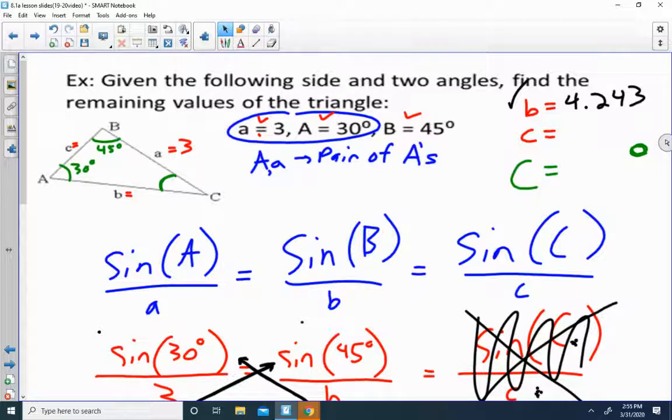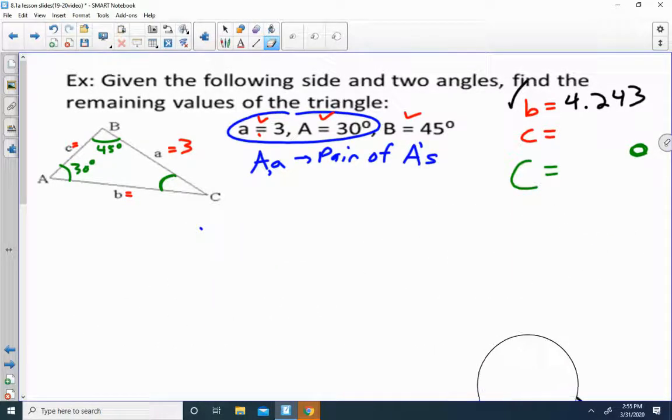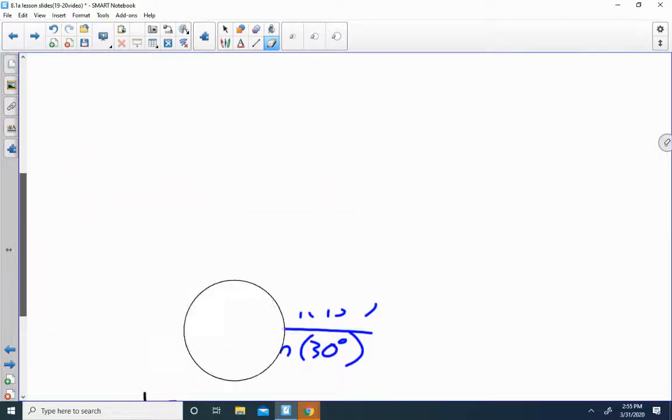Now, I'm going to go ahead and erase all the work that I just did. You guys don't have to. I'm just going to erase the work so I can make room for the next problems. All right. Okay, there we go.